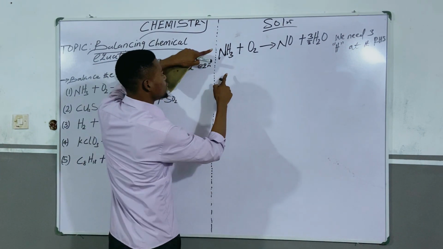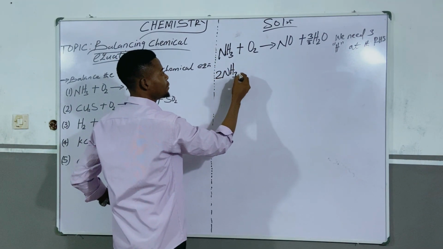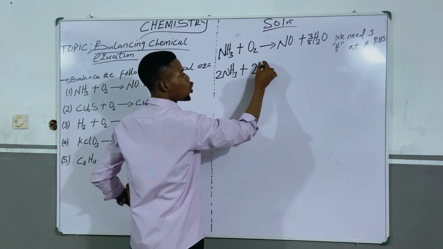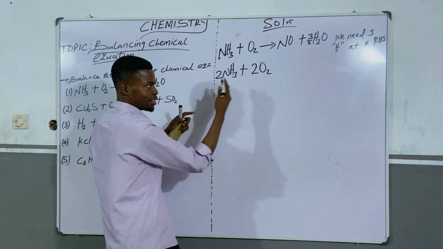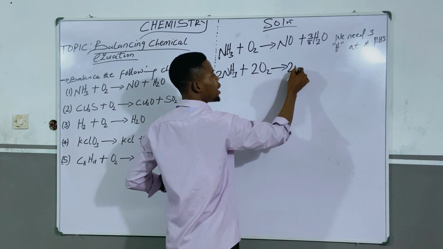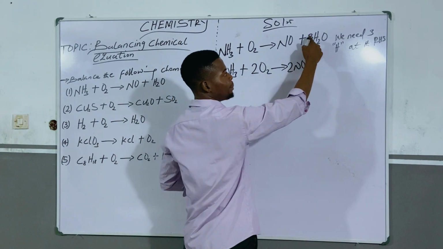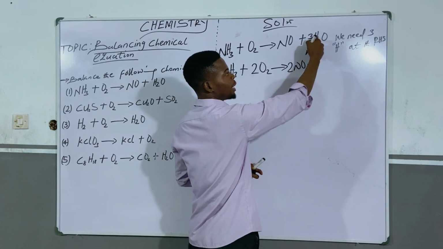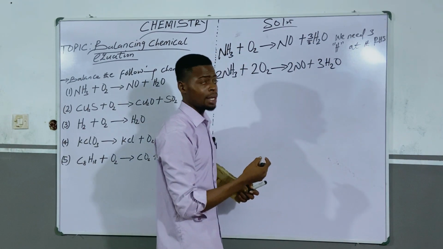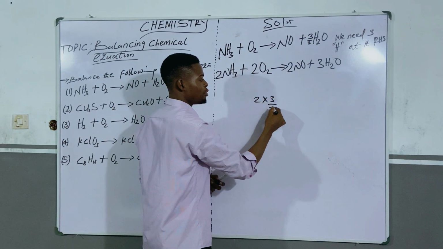So then times 2, we have 2NH3, plus 2 multiplied by this, we have 2O2, that is for the reactants. Now we go to the product, then multiply by 2, 2NO, then plus 2 multiplied by this. If you multiply 2 by this, you are having 3H2O. Yeah, 2 times 3/2.